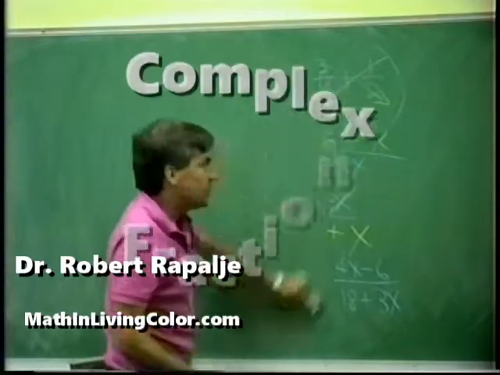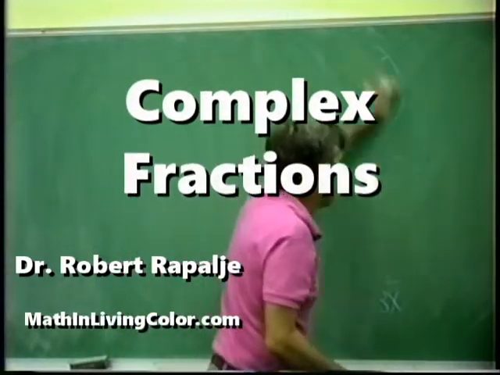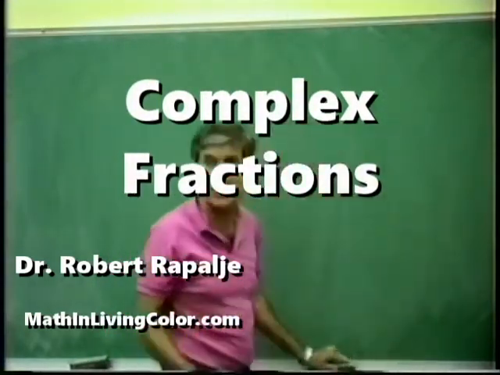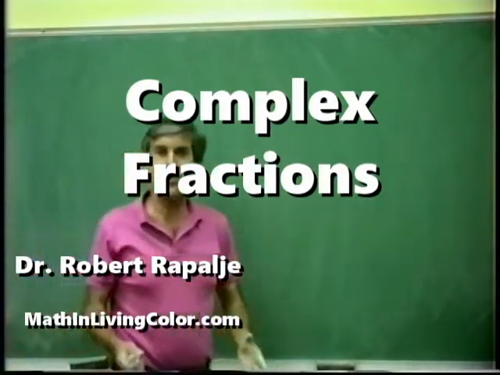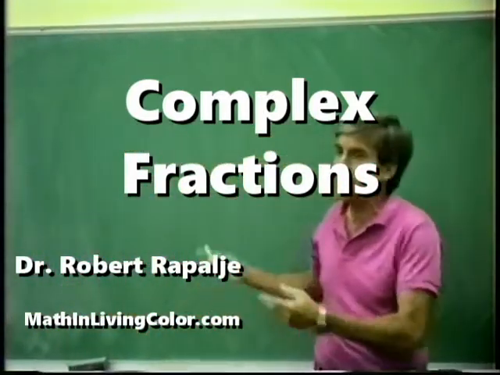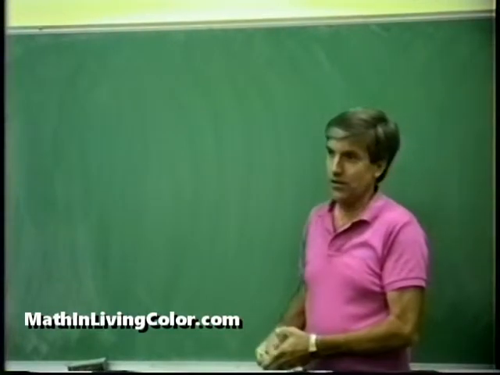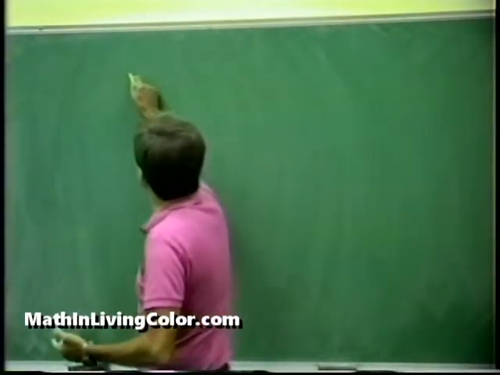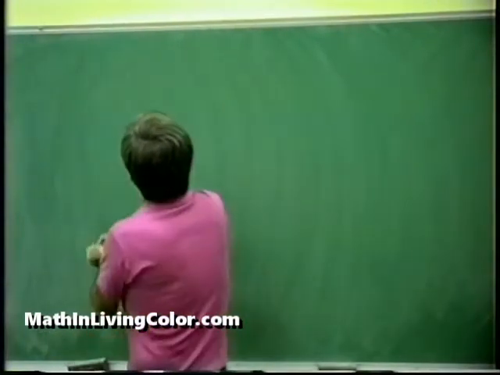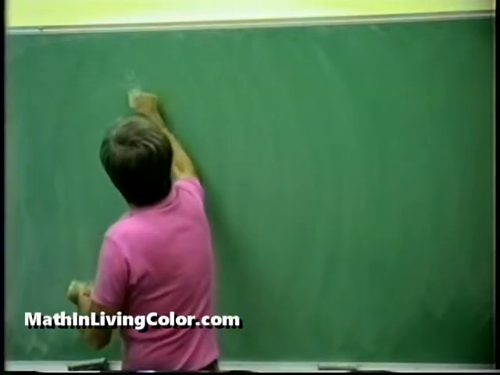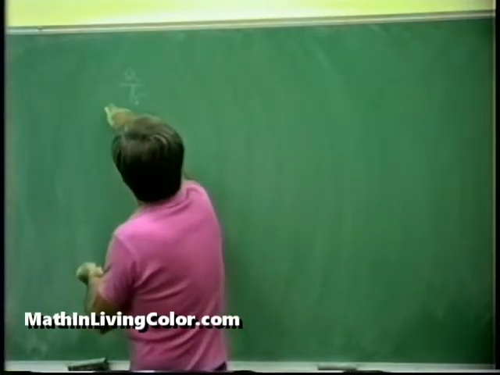Fractions. As if fractions isn't bad enough, we have complex fractions. You know what a complex fraction is? A complex fraction is a fraction that contains fractions within the fraction. For example, the simplest one I can think of would be A over B over C.